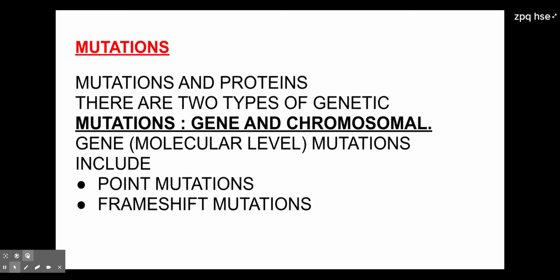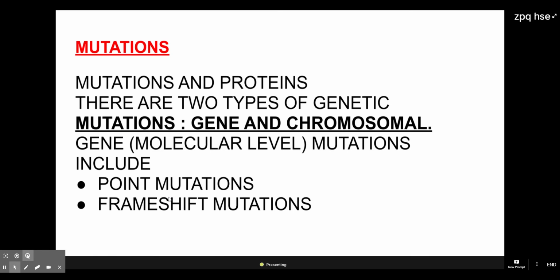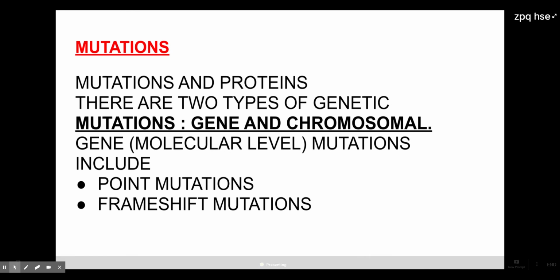So there's two types of mutations: gene, which are smaller, they involve only one gene, so they involve one protein, and chromosomal, which are profound. So a chromosomal mutation, sometimes thousands of genes are involved in that. So we're just going to talk about the gene level mutations, and then we'll go into gene and chromosomal mutations in the next section.